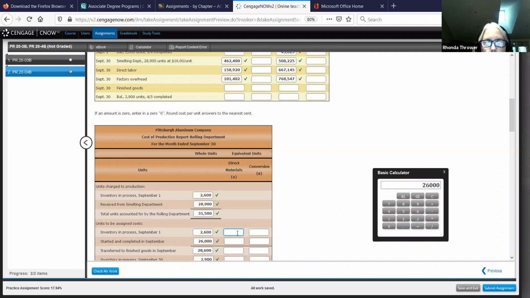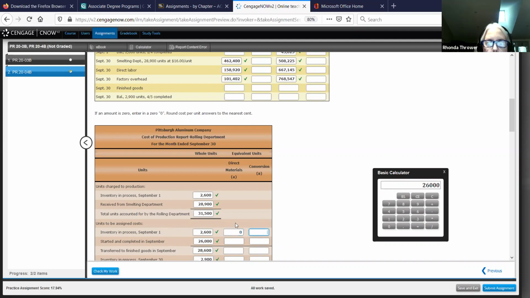What we want to do is calculate the cost for this period, which is September 30th. So we're doing this for the month of September. So because everything was added last month in August, we don't need to add any more materials to our beginning inventory. Our materials were already there.